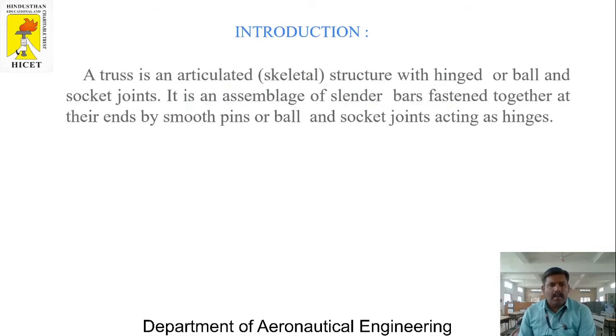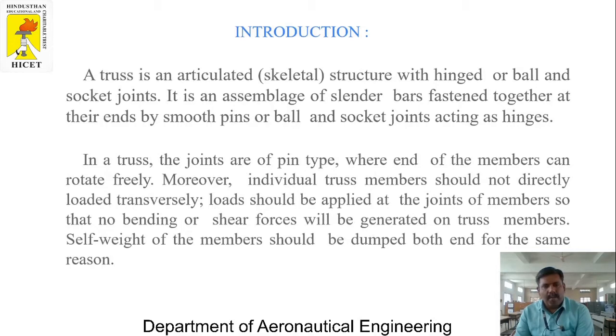Introduction. A truss is an articulated structure with hinged or ball and socket joints. It is an assemblage of slender members fastened together at their ends by smooth pins or ball and socket joints acting as hinges. In a truss, the joints are of pin type where the ends of the members can rotate freely. Moreover, individual truss members should not be loaded directly, transversely. Loads should be applied at the joints so that no bending or shear force will be generated on truss members. Self weight of the members should be lumped at both ends for the same reason.